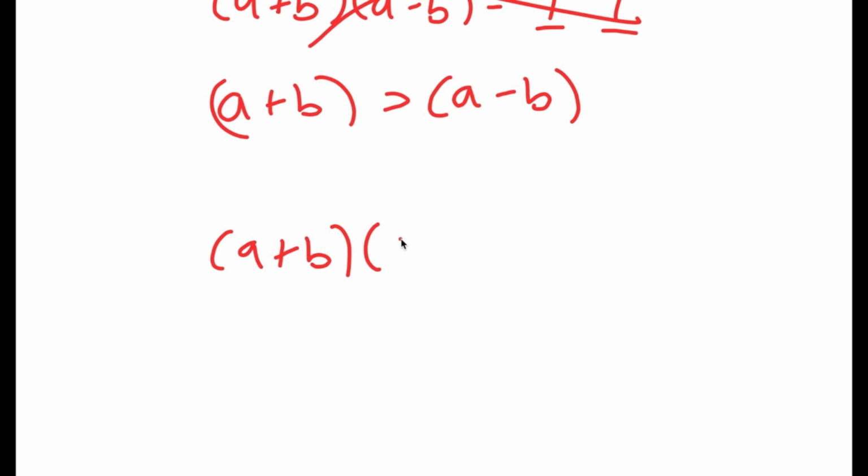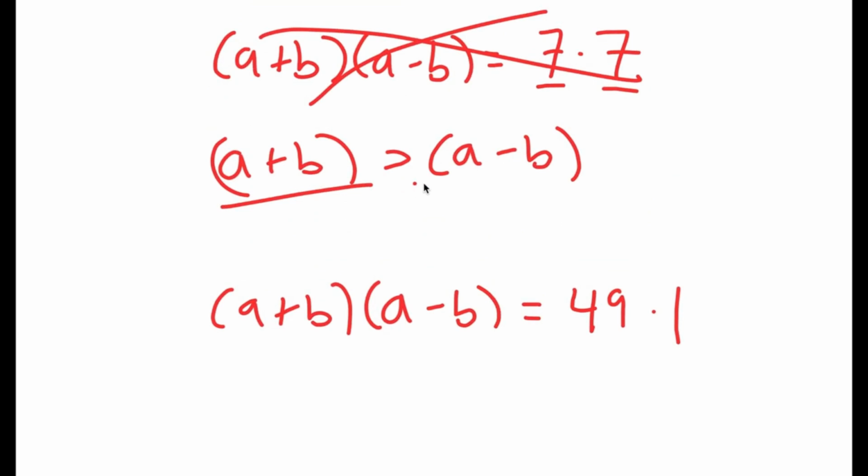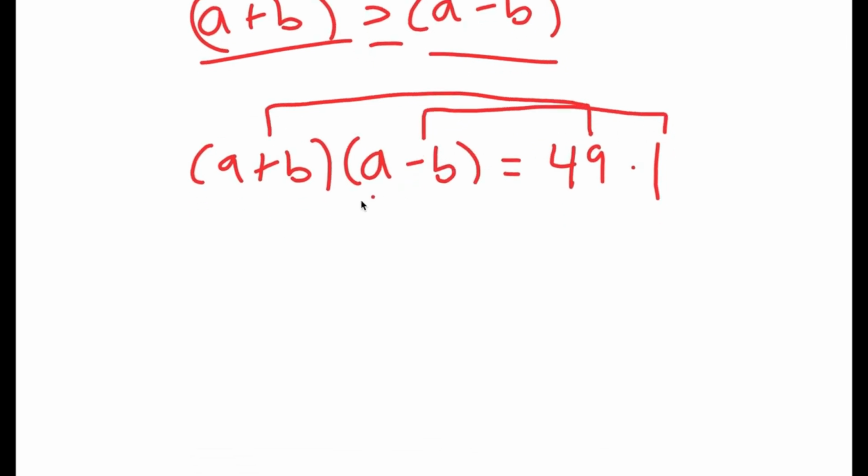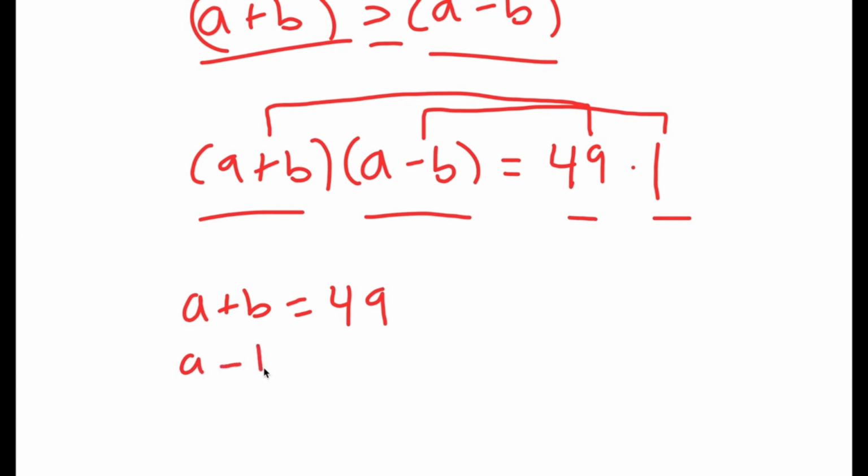Meaning we're going back to a plus b times a minus b is equal to 49 times 1. So because a plus b is greater than a minus b, we can say that a plus b is equal to 49 and a minus b is equal to 1, because 1 is less than 49 and a minus b is less than a plus b. So we can say that a plus b is equal to 49 and a minus b is equal to 1.